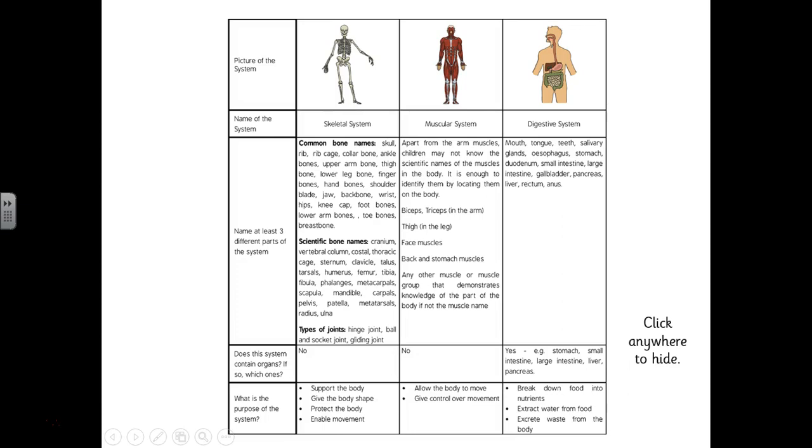So there are 3 types of system in the human body. We've got the skeletal system, muscular system, and digestive system. Pause the video and scan over what the ideal answers are for each of these 3 systems and how accurate were you on your sheets.